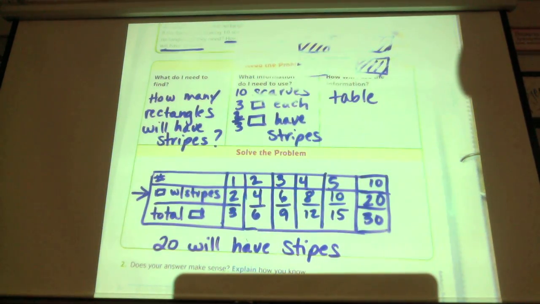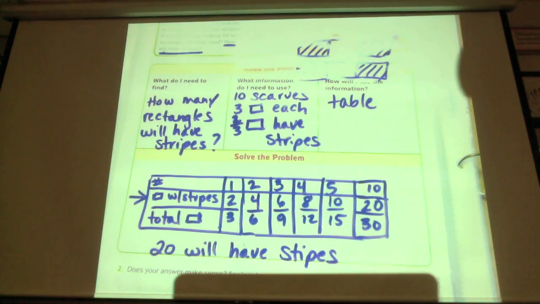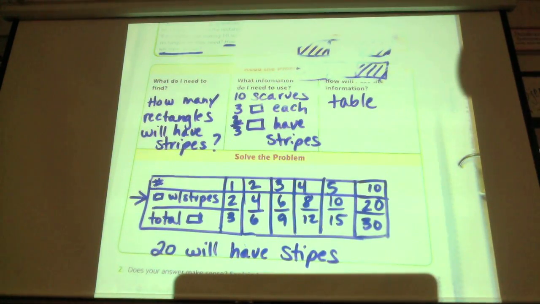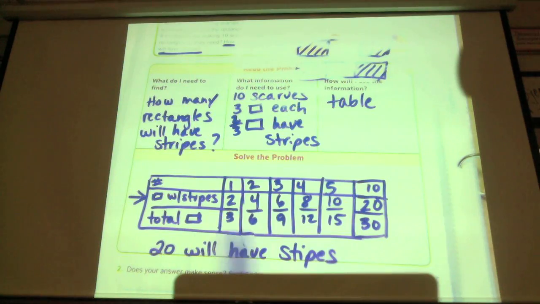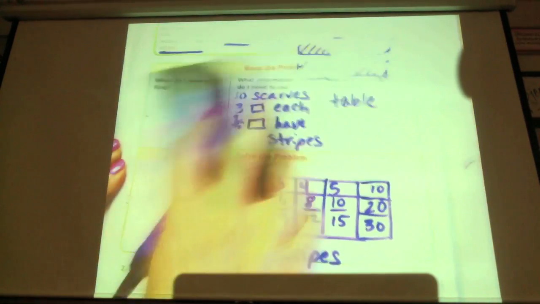And I want you to answer question number 2 while you're doing that. Does your answer make sense? And explain how you know that it does. Okay, so she says it makes sense because we kept multiplying the numerator and the denominator to get our answer. What do we call those two fractions there? Equivalent fractions. So it does make sense because they're equivalent fractions too. All right, let's go ahead to the next page.